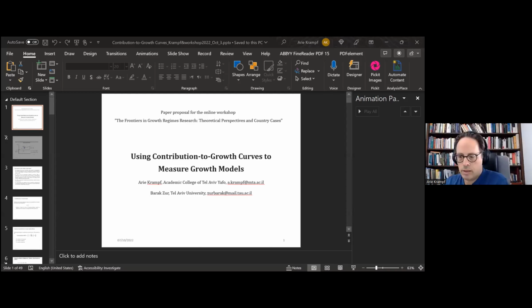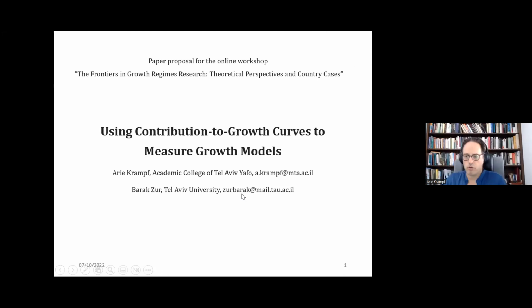As you can see, our title changed a little bit: using contribution to growth curves to measure growth models. After listening to and watching the presentations here, I feel I have to say that we have a very modest article, a modest argument, but I think it could be an important one. What we are going to do here is very simple in a way. We are going to propose an alternative way to measure the relative contribution to growth.